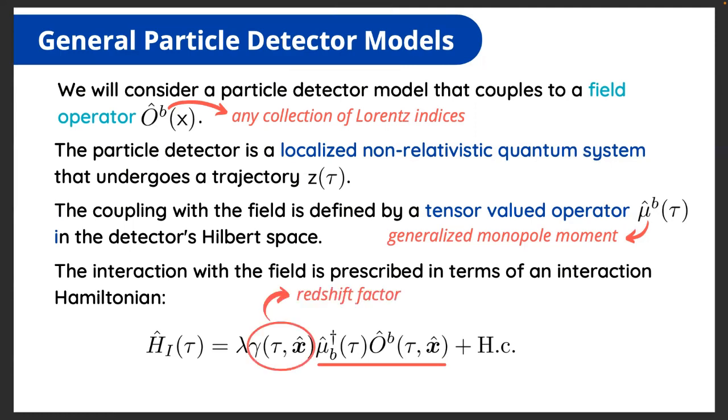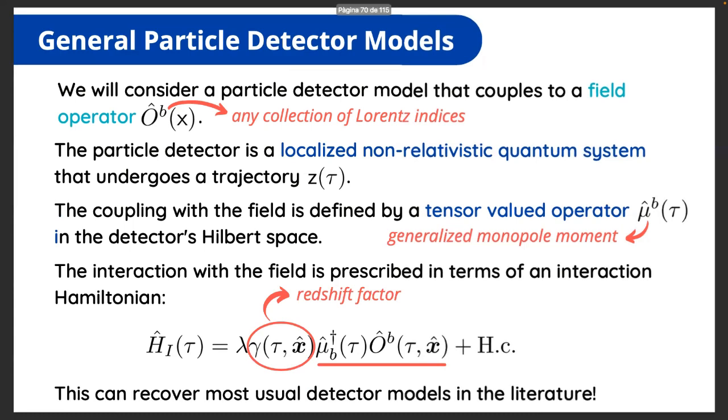And we also have to include a redshift factor, because again, we are describing this with respect to an observer that is undergoing the trajectory z of tau. Each point of the surfaces will have a different redshift factor. So yeah, you have to include this as well.